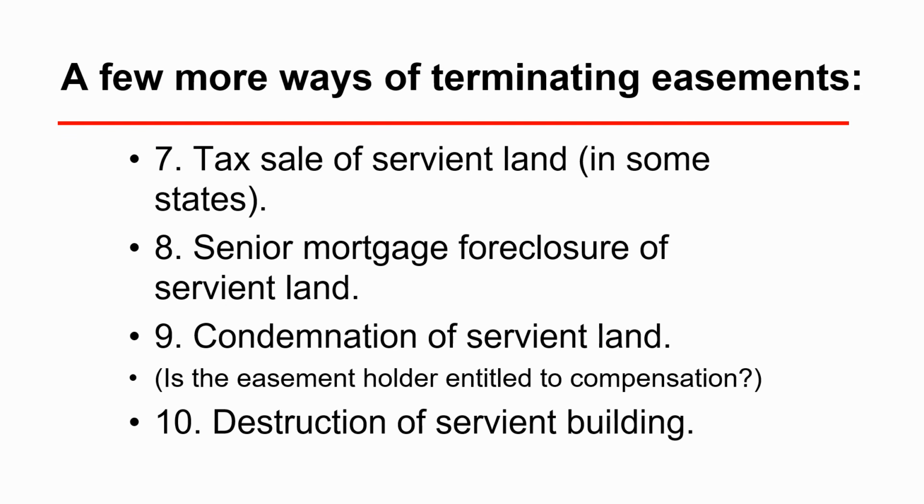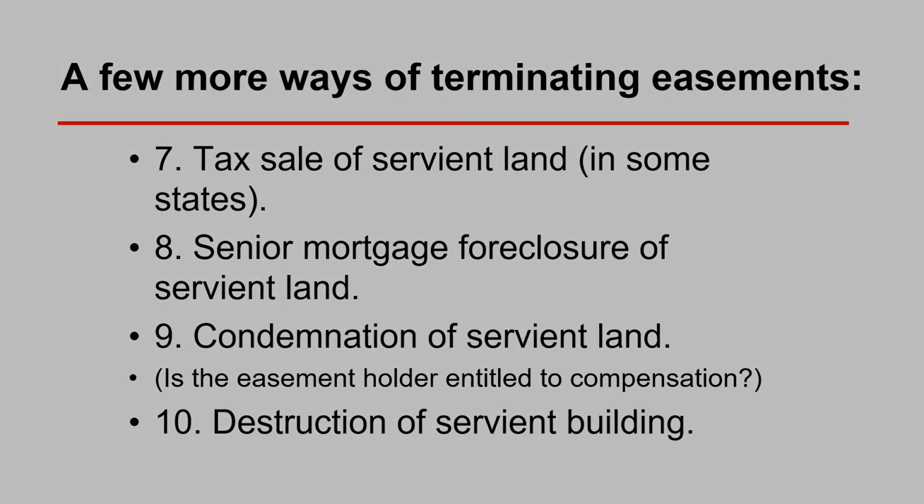Finally, some easements are in buildings rather than on raw land. You might never have thought of it, but if you rent an apartment or an office in an office building, you obviously have an easement over the hallways, the corridors, the external doors, the elevators to get from the outside world to your rental property. Well, those are easements in a servient building. And if the building itself is destroyed and isn't rebuilt, or at least isn't rebuilt to the same plans and specifications, then the easements in the servient building will be destroyed by virtue of the building itself being destroyed.